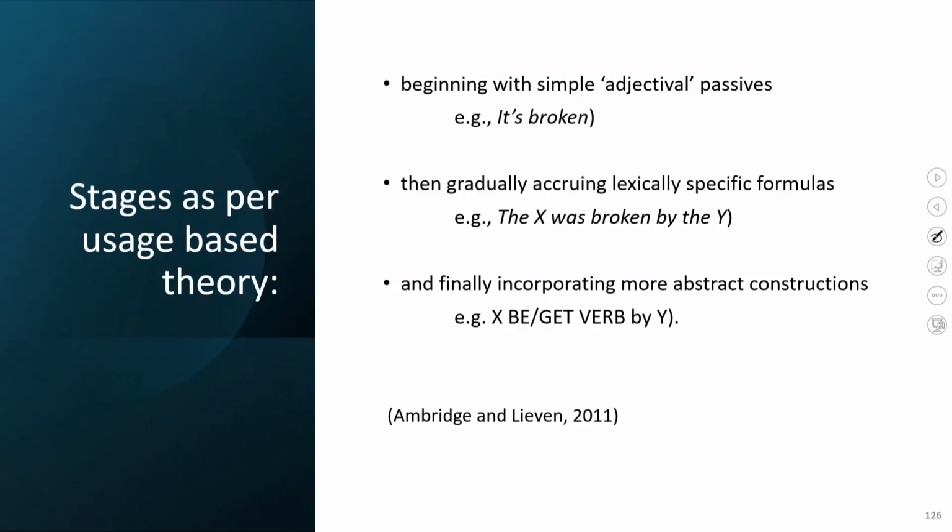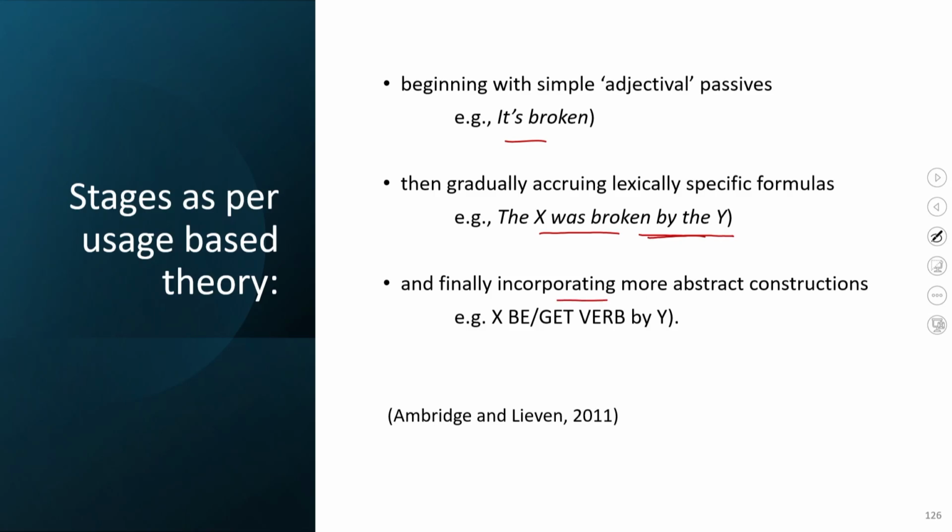So, beginning with a simple adjectival passive, "it is broken", and then gradually they will be accruing lexically specific formulas like "the X was broken". So, first "it is broken", "that is broken" or "was broken", then they will gradually create the structure with "by the Y". So, "X was broken by the Y", and finally, incorporating the more abstract constructions.